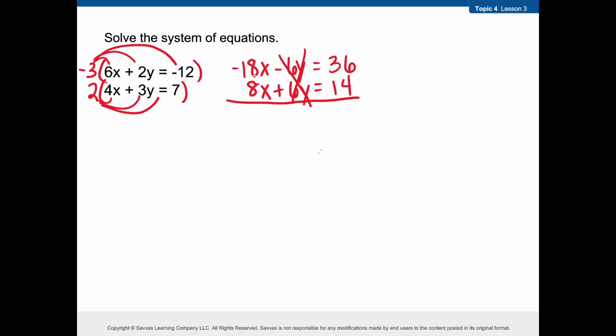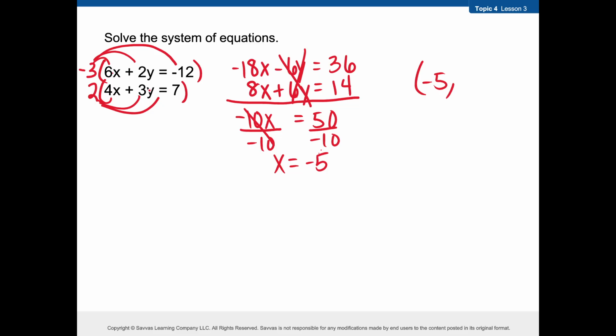My y's eliminate. Negative 18 added to 8, a negative 10x. 36 added to 14, 60. Oops, sorry, 50. Mental math. And then dividing by negative 10, x equals negative 5.